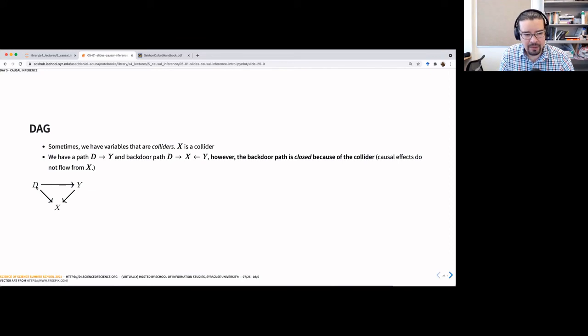Now, this is also a backdoor path, but this is a different kind of backdoor path. This is closed because you have these two arrows, and this is related to joint distributions of random variables. Graphically, it's very easy to detect because you have a path that is hitting this variable from both sides. So whatever is happening here won't influence D and Y. This is called a collider. Whatever goes from D and tries to reach Y through this path will get blocked by X.